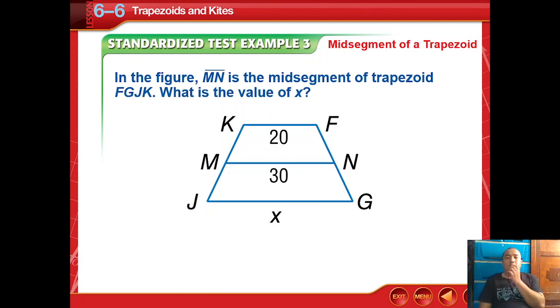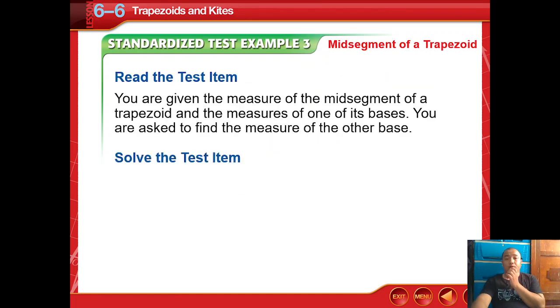Now in the figure, MN is the mid-segment of the trapezoid FGJK. What is the value of X? By applying the mid-segment theorem of trapezoid, 30 is equal to 1/2 times 20 plus X. Multiply the 30 by 2, that's 60, minus 20. 60 minus 20 is 40. So X is equal to 40.